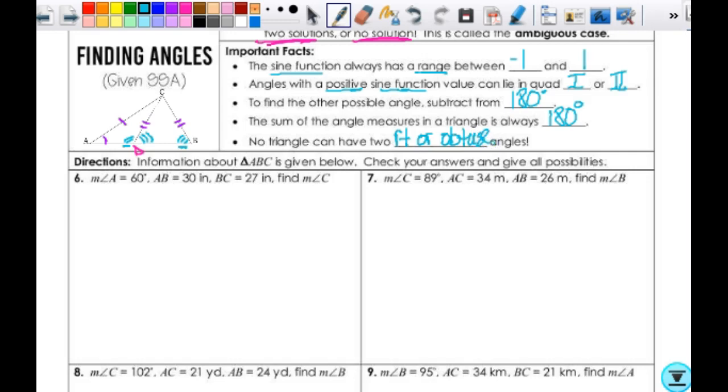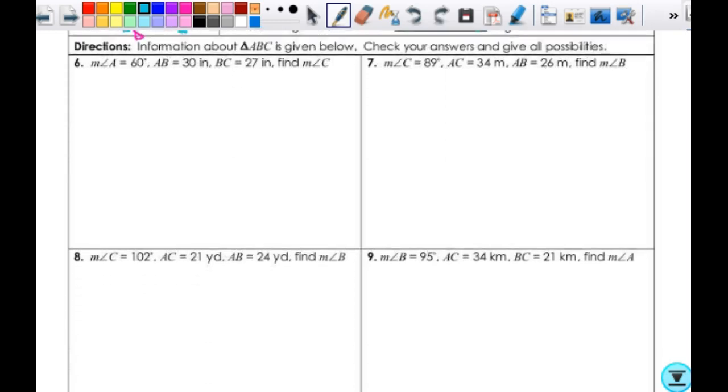All right. So let's think about this. It says, information about triangle ABC is given below. Check your answer and give all possibilities. Now, does it say anything here what to do with the decimals? No. So that means we go to how many decimal places? Thousands. We go to 3. Okay. So let's draw and label this picture here. And so here's my triangle. Here's A, B, and C. So the measure of angle A is 60, and the length of AB is 30. The length of BC is 27, and I want to find angle C.